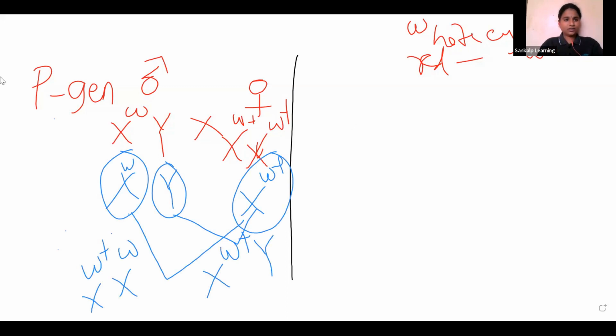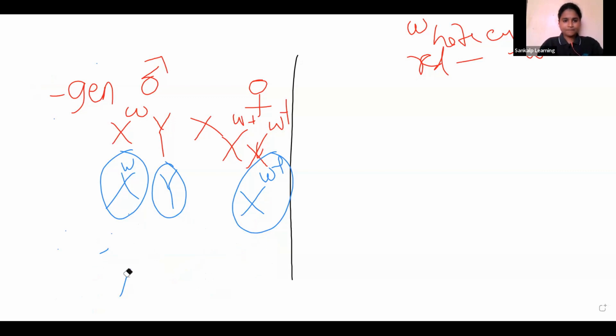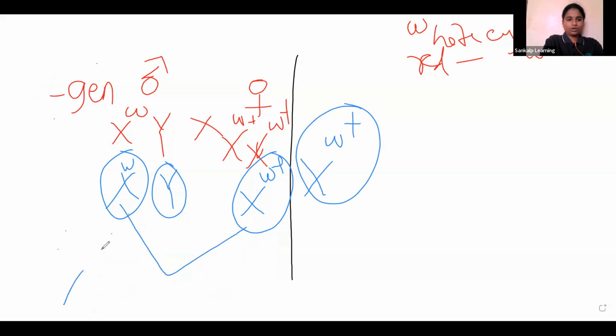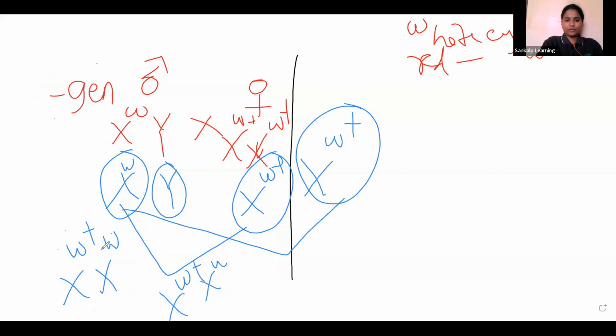So we got one XW plus XW. This is a red-eyed female. Next we got again XW plus XW. This is also a red-eyed female. Next we got XW plus Y, red-eyed male.